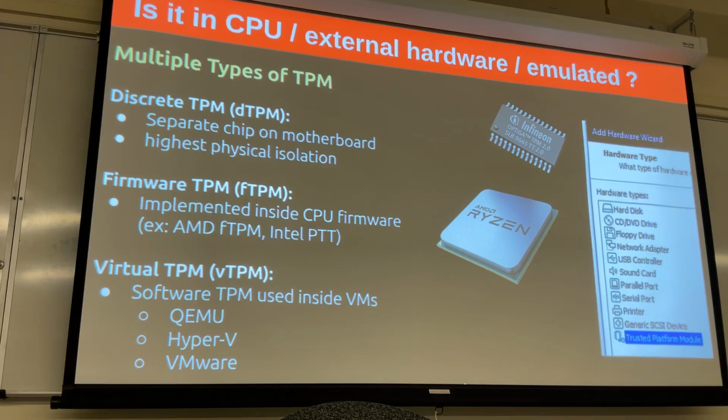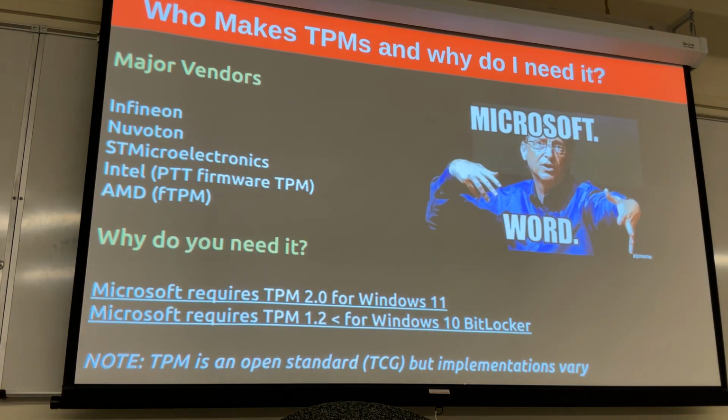Just know that if you emulate it, it's going to be storing your stuff on disk and not actually in a real TPM. Okay, so who makes TPMs? Why do I need it? Well, the number one manufacturer of TPMs is probably Infineon. But behind them, it's Nuvoton, STMicroelectronics, and then Intel and AMD both have their own fTPMs, firmware TPMs. Intel's is called the PTT, and AMD's is called the fTPM.